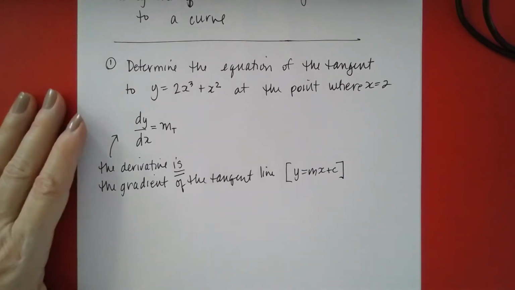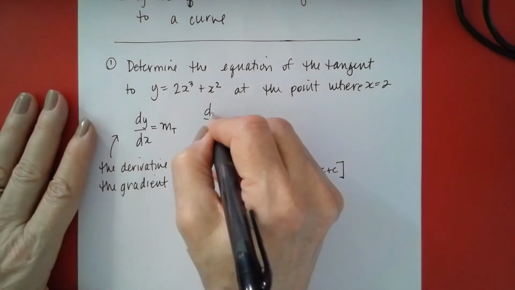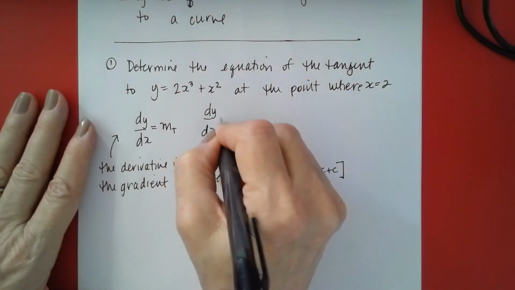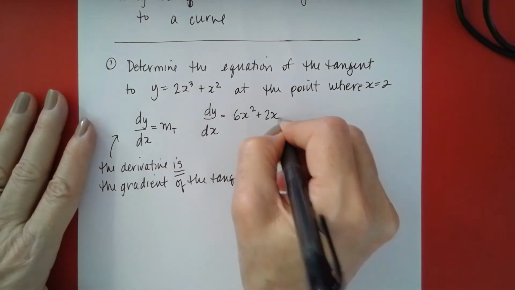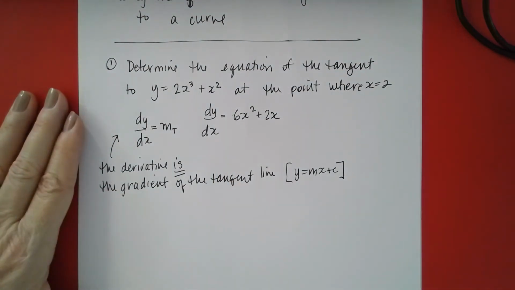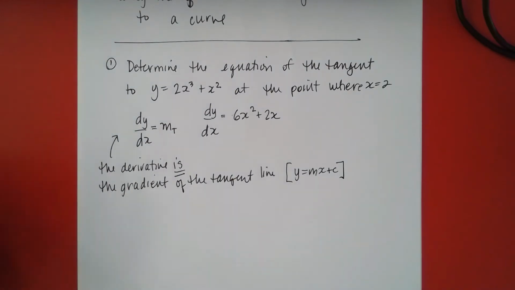So I'm going to do that first. I'm going to go dy/dx equals 6x squared plus 2x. Now, if that's the m, how is that an m, with all that stuff there? It's not even a number. Remember, we talked about it a long time ago. It's the formula for the m.